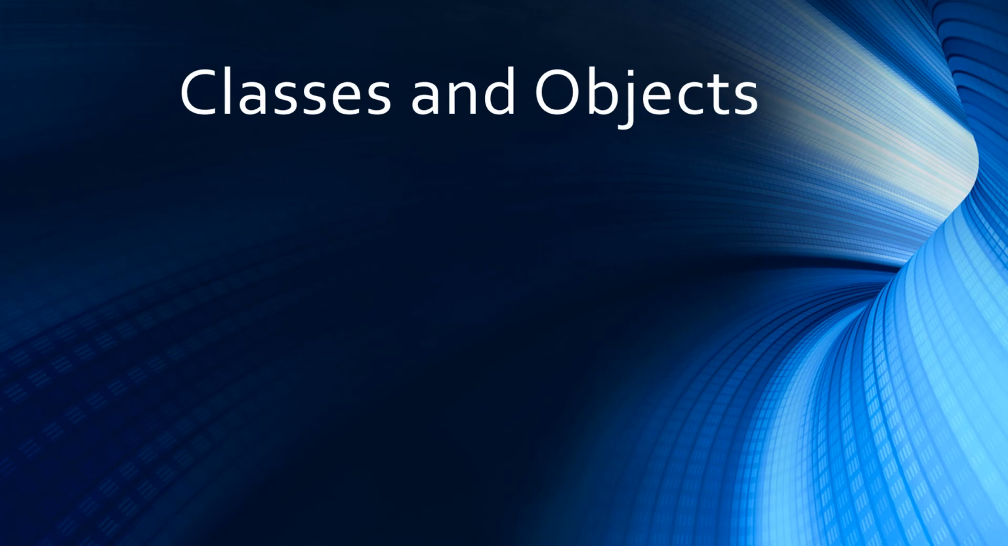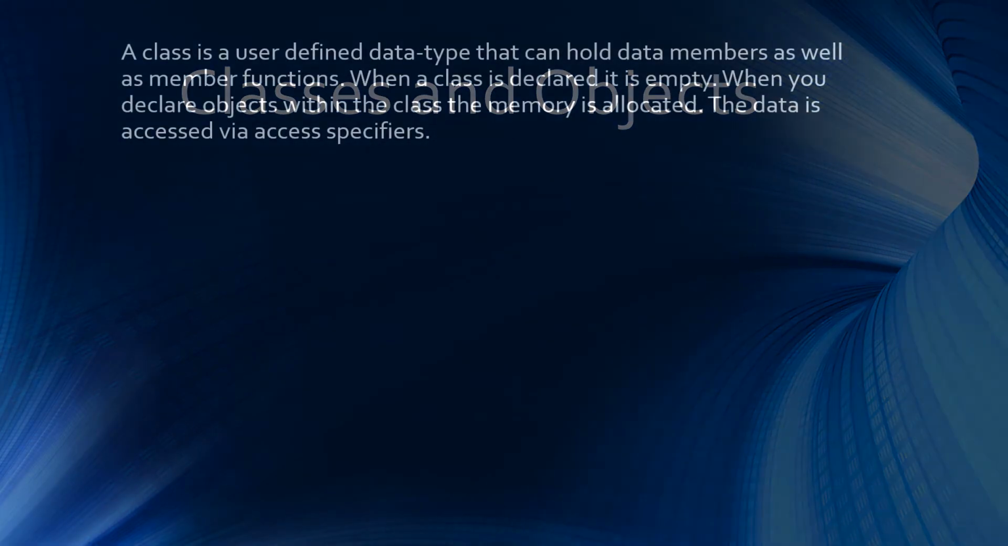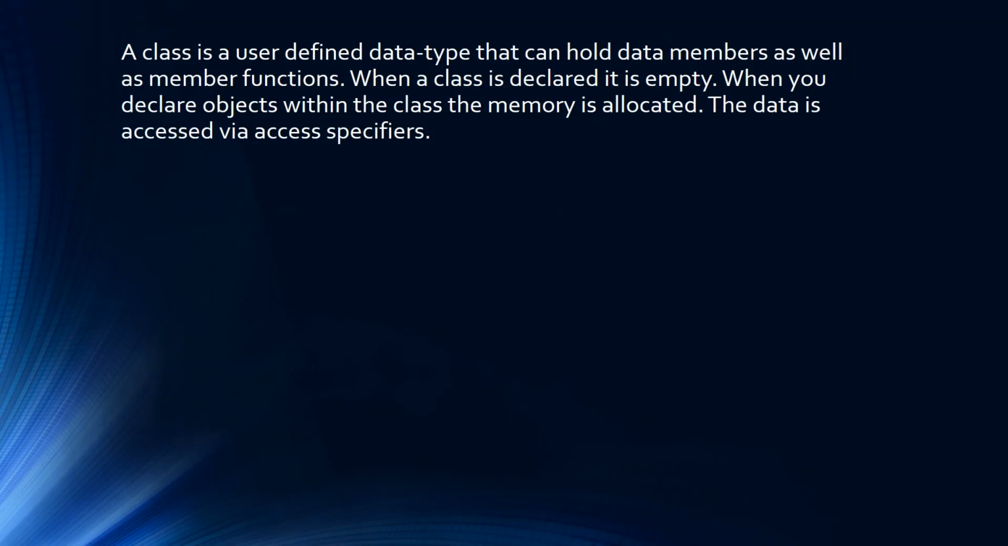Classes and objects. Okay, so going back to what I was saying about using data structures like struct, this is where you use real life situations where you use classes and objects. This is a user-defined data type that can hold data members as well as member functions. When a class is declared, it is empty. When you declare objects within the class, memory is allocated. The data is accessed via access specifiers.